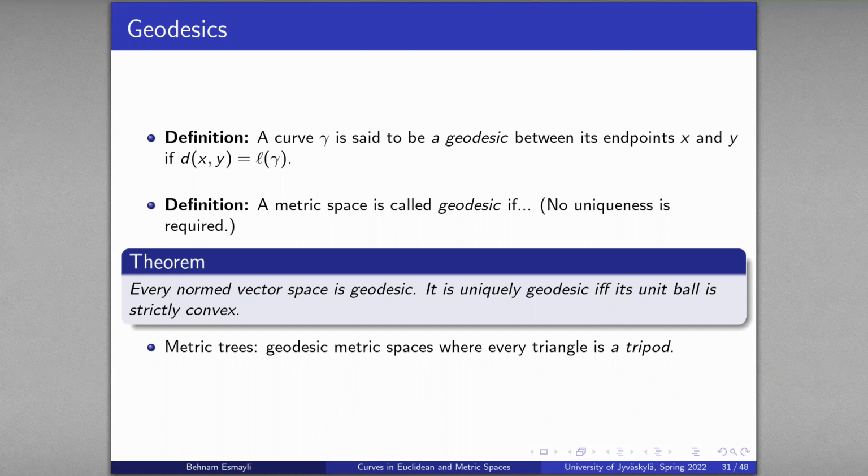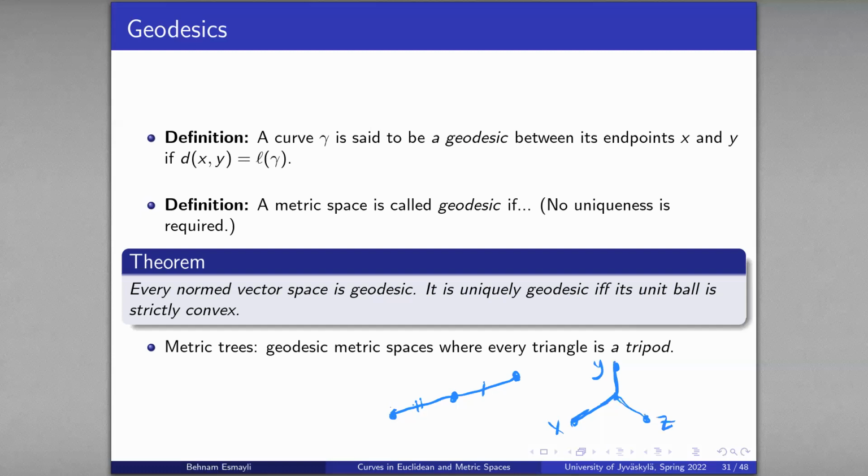Now, what is a metric tree? A metric tree is a geodesic metric space where every triangle is a tripod. So when you give me 3 points, only one of these pictures can happen. That these are aligned like this. So this is the shortest curve between these 2 points. This is the shortest curve between them. And their union is the shortest between the first and last. That also we call a tripod, but the more fun picture is this one. So here is the shortest curve from X to Y. Here is the shortest curve from Y to Z.